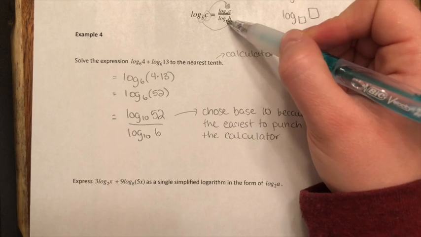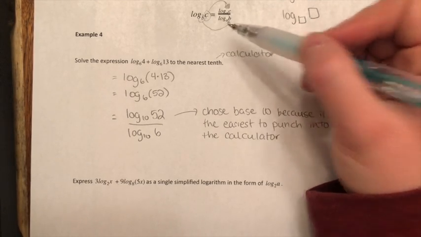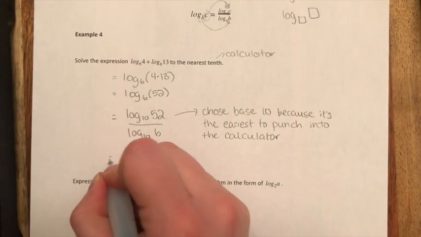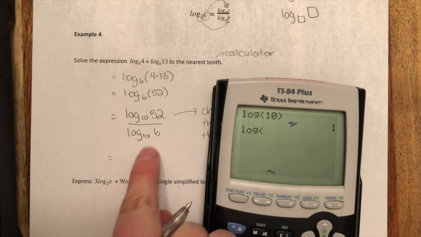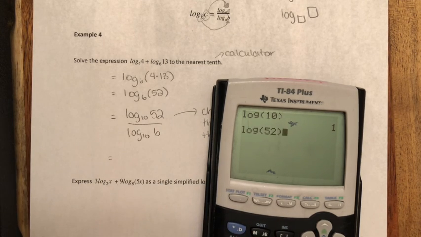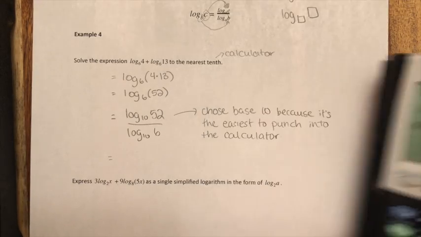Notice how it's A and A. It's not like A and Q or P or something different. They have to be the same. So then I'm just going to punch this in. Log base 10, remember, is my default. So 52 divided by log of 6. And so I get 2.20. So 2.2 is my nearest tenth.